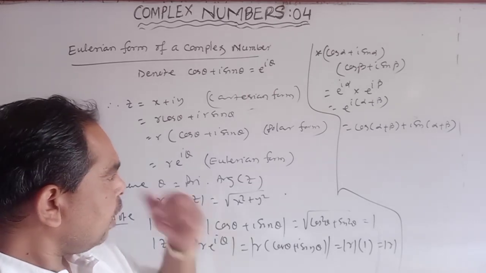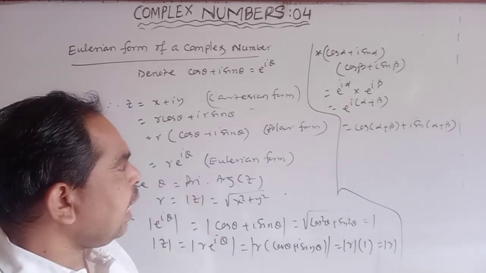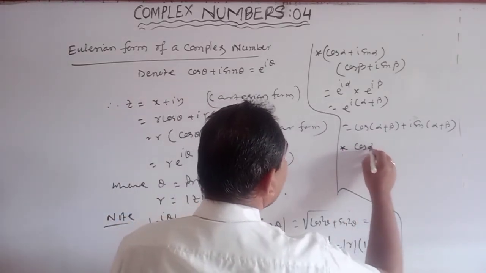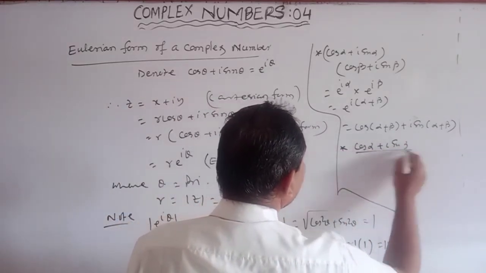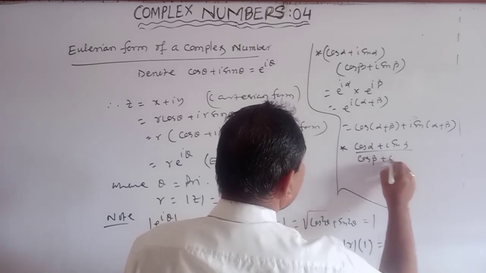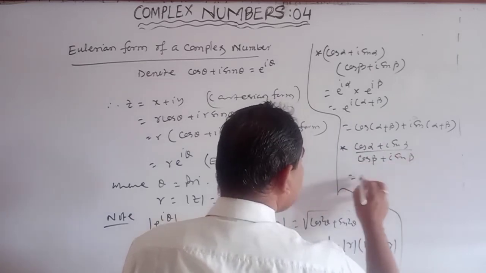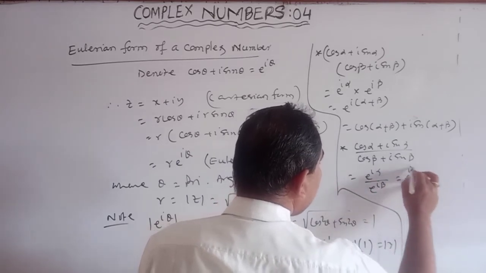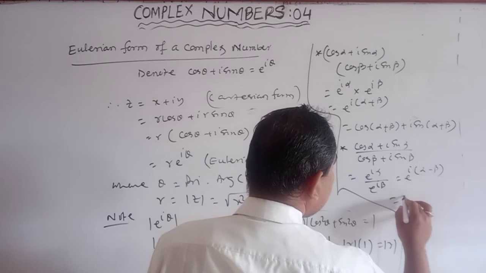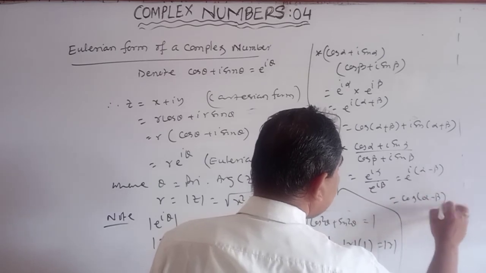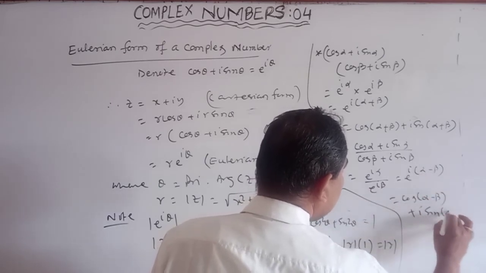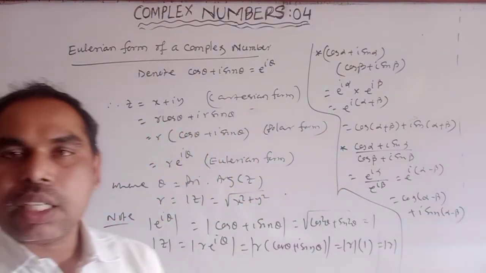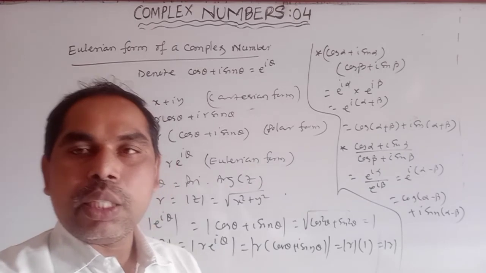cos(alpha plus beta) plus i sin(alpha plus beta). Next, (cos alpha plus i sin alpha) divided by (cos beta plus i sin beta). This is also correct: e to power i alpha divided by e to power i beta is equal to e to power i into (alpha minus beta), which is equal to cos(alpha minus beta) plus i into sin(alpha minus beta). Okay, so these are the Eulerian forms.